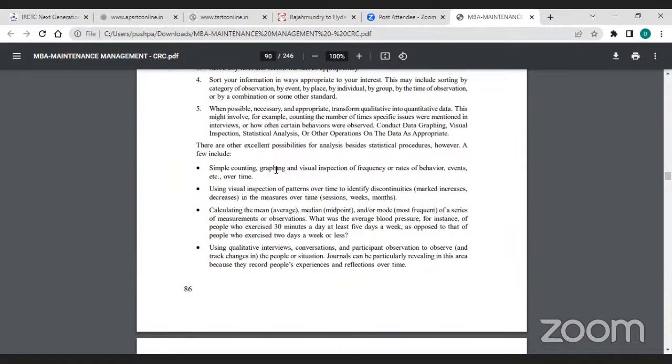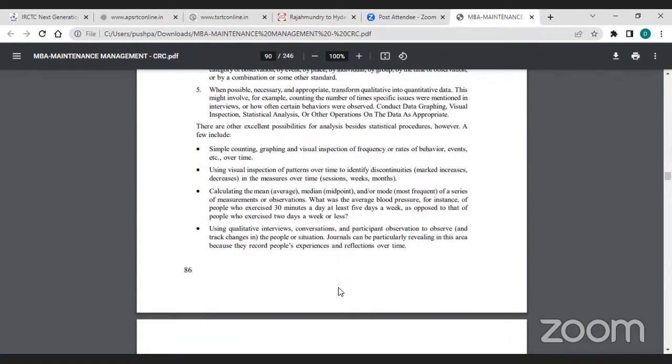That's simple counting, graphing, and visual inspection of frequency over time. Right. So you can represent the data analysis in a very simple form, either as a mean, median, mode, or average, or using qualitative data. We can go with interviews, conversations, and participant observation. Journals can be particularly revealing in this area because they record people's experiences and reflections over time.